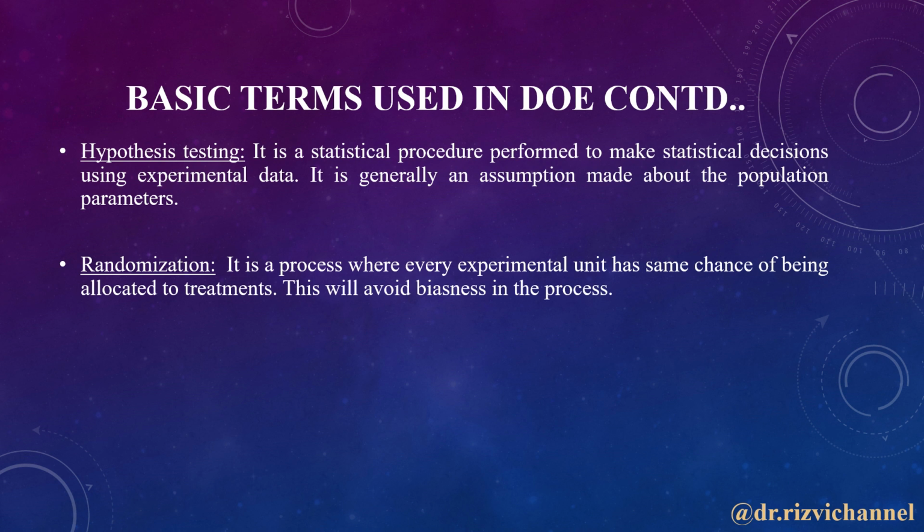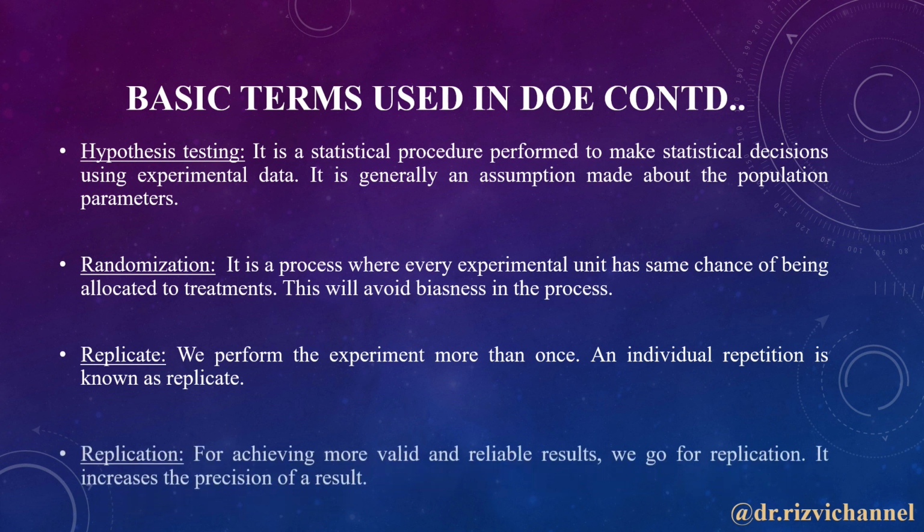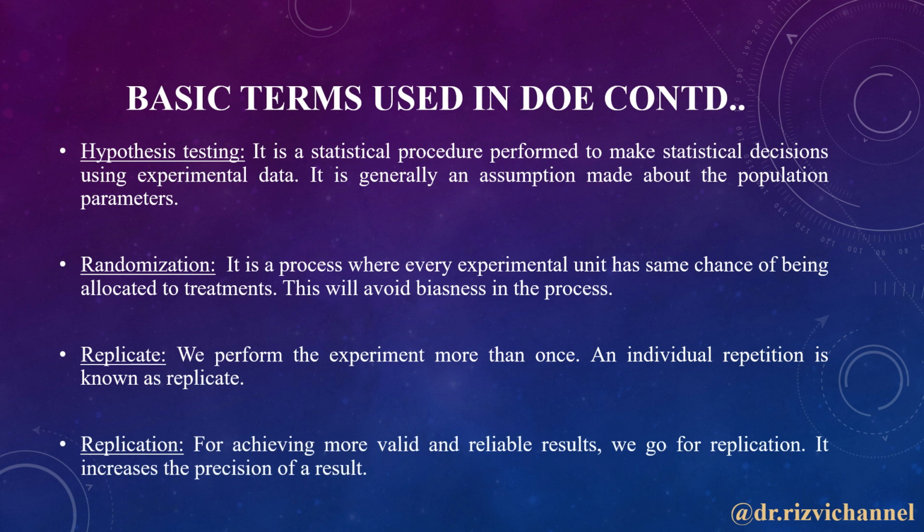Randomization we have earlier discussed. It is the process where each experimental unit has some chance of being allocated to treatment. This will avoid bias in the process. Replicates: we perform the experiment more than once and each individual repetition is known as a replicate, and on the basis of replicates there is a replication. For achieving more valid and reliable results we go for replication as it increases the precision of the result.